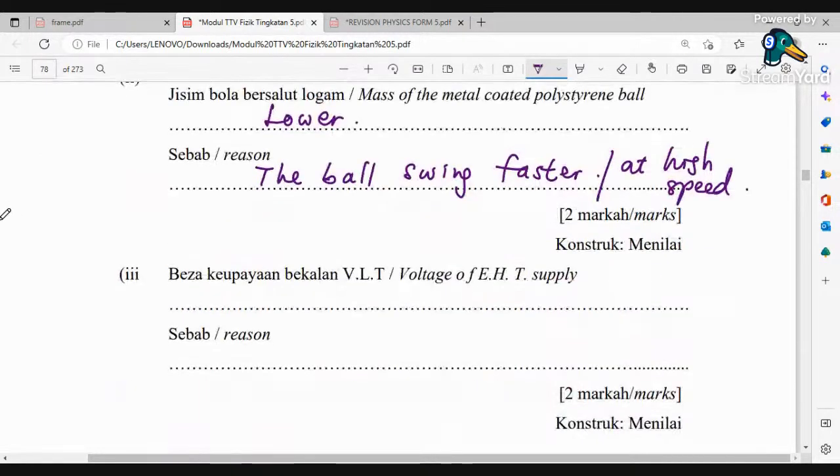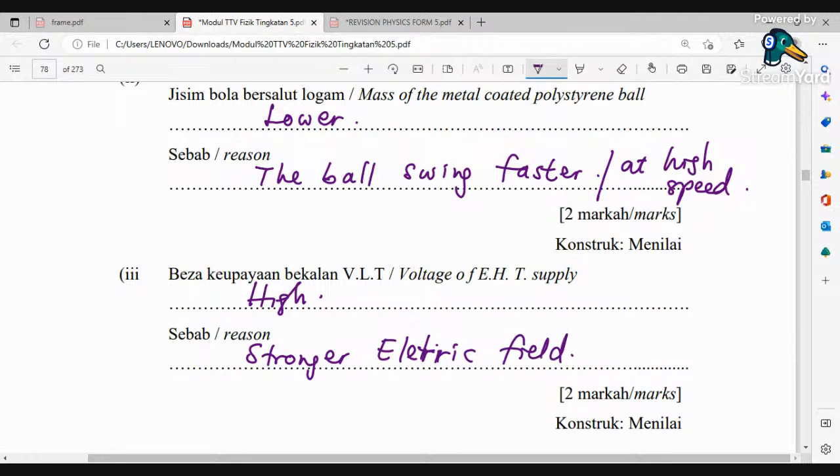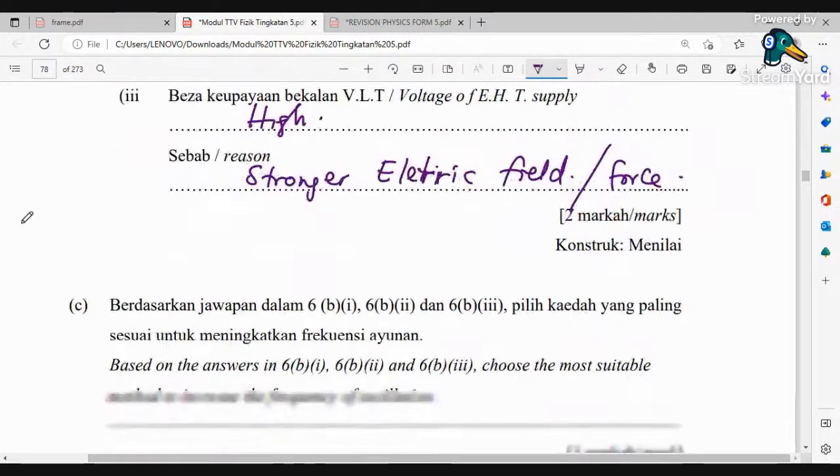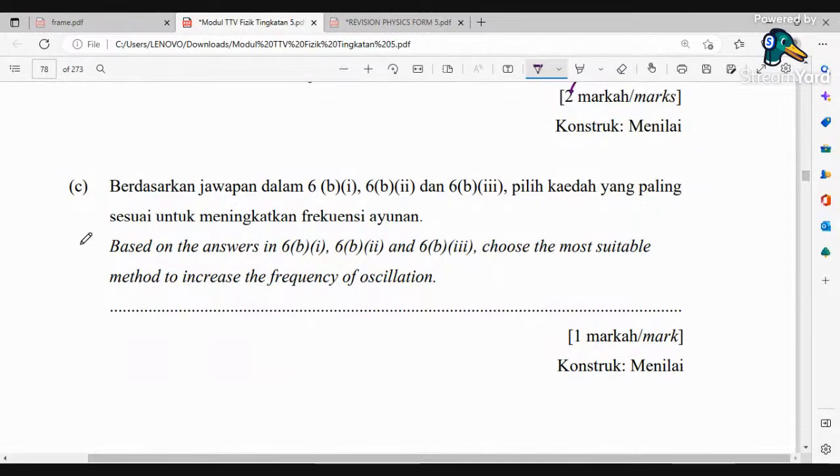Okay, EHT power supply must be high. Okay, reason. Boleh repeat reason. Kalau di sini you nak tulis increase electric field strength boleh, ataupun stronger electric field, atau stronger electric force pun boleh. Okay. C, based on your answer, choose the most suitable. Z tadi.